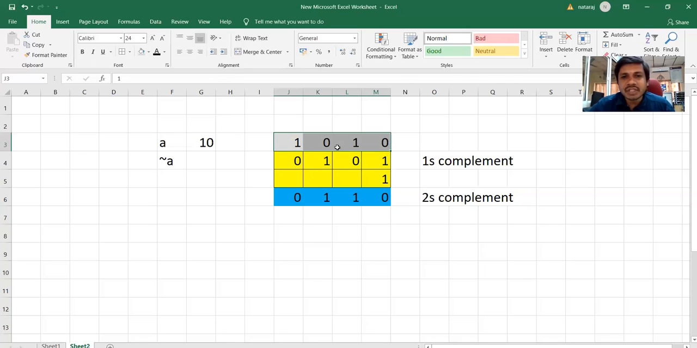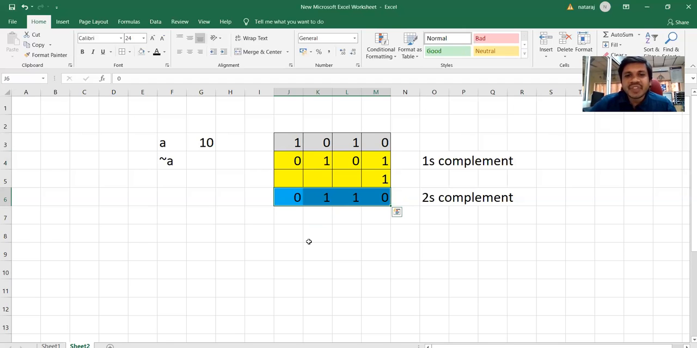So the question is 101010, and the 1's complement means all ones will be converted to zeros and zeros will be converted to ones. If you add 1 to the 1's complement value, then you will get the 2's complement. 1 and 1 is 0, carry 1.